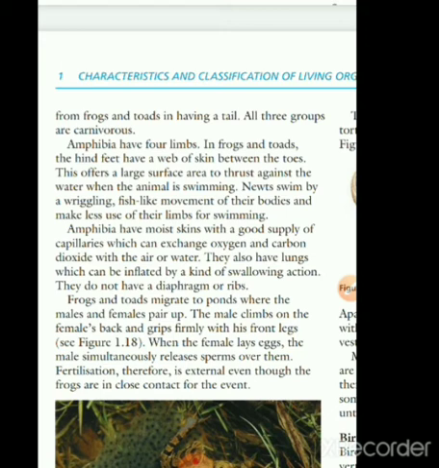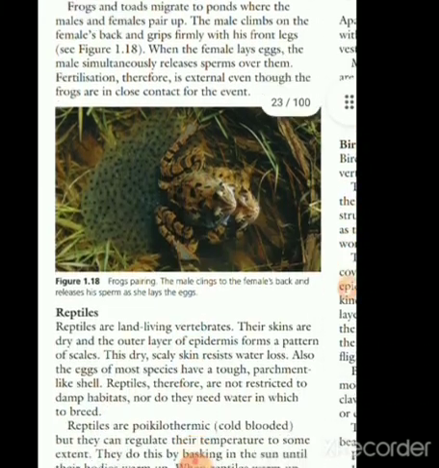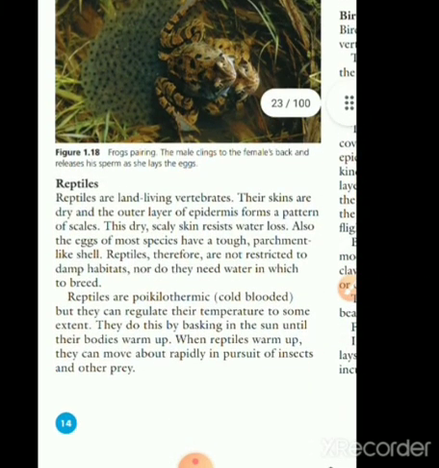Next, frogs and toads migrate to ponds where males and females pair up. Mostly they move to water to lay eggs, or for fertilization. The male climbs on the female's back and grabs her so that they can mate. When the female lays eggs, the male releases the sperm, and they fuse to give rise to offspring. So that's it till this point. We will move ahead to reptiles and birds in the next lecture.